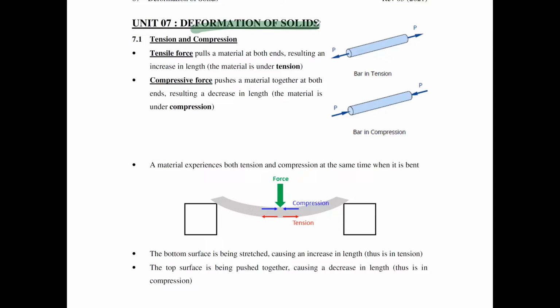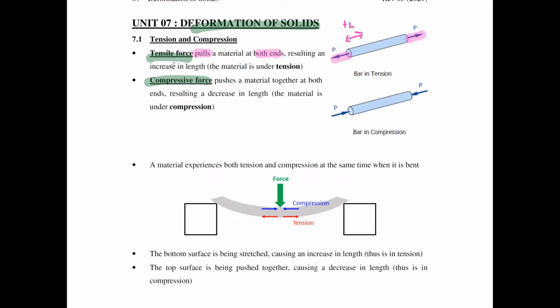You know that whenever you apply a force onto an object, or specifically a solid, it has the ability to deform the object, right? It can either stretch the object or compress the object. So when you apply a force onto an object, causing it to deform, there are two types of force: tensile force and compressive force. Now, tensile force is a force that you apply at both ends of the material, like this. You are pulling the material at both ends, causing an increase in length.